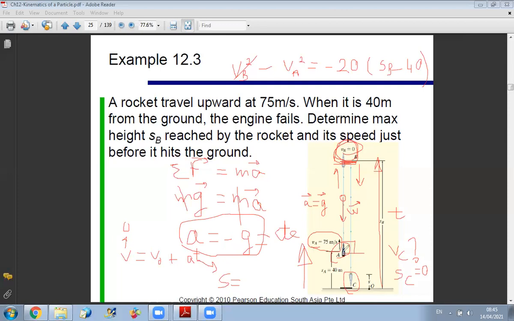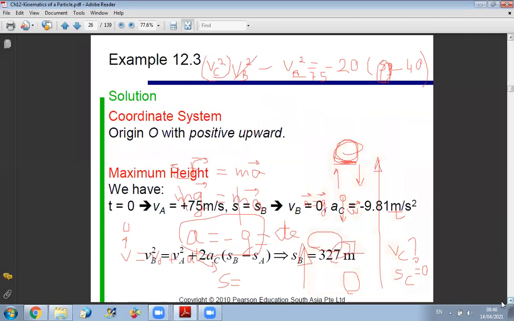And now you can apply between A and C, but here your equation is Vc squared, which is unknown, minus Va squared, Va is 75, equals minus 20 times S of C, you know it now, it's 0, minus 40. So the only unknown will be velocity of C, and you get it. Okay, so we can see together in summary the solution.